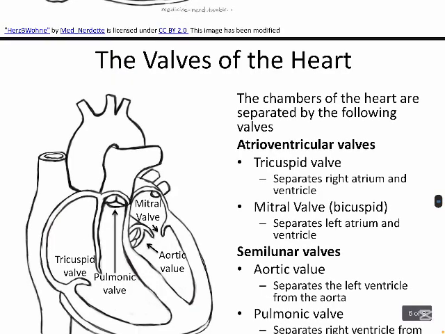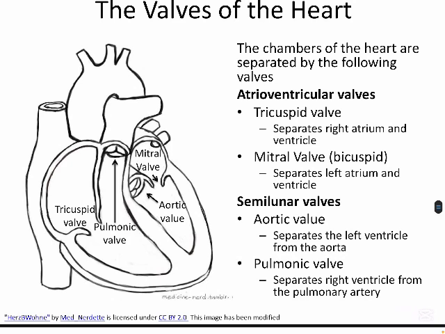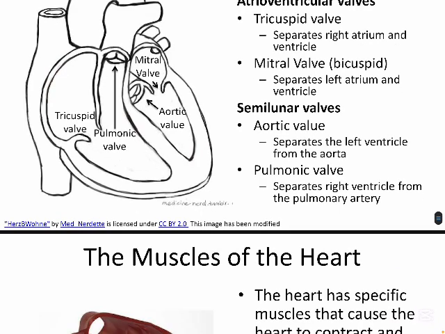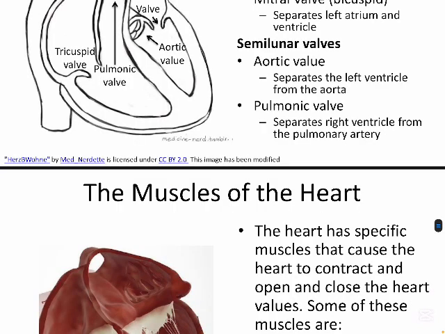The valves of the heart. The chambers of the heart are separated by the following valves. The atrioventricular valve, the tricuspid valve, separates the right atrium and ventricle. The mitral valve, bicuspid, separates the left atrium and ventricle. The semilunar valve, the aortic valve, separates the left ventricle from the aorta. The pulmonic valve separates the right ventricle from the pulmonary artery.